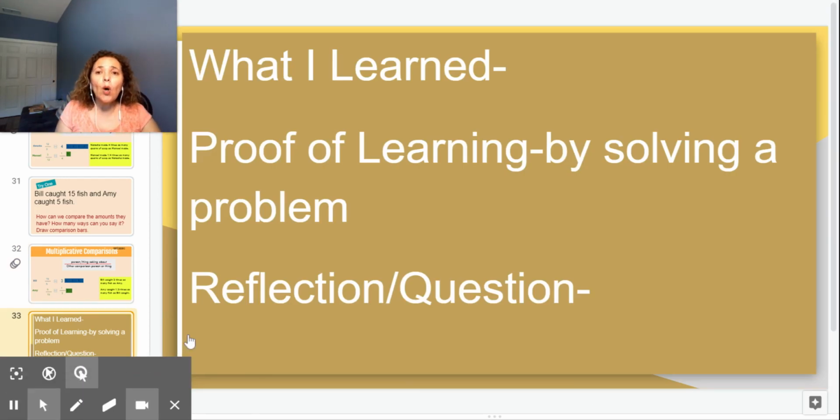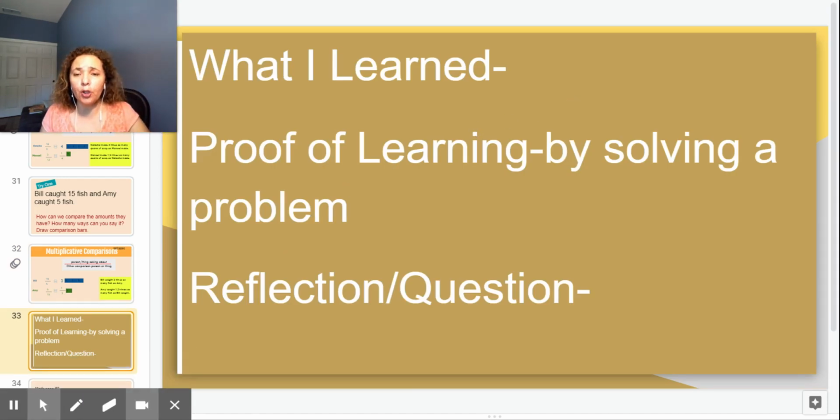All right, so what did you learn? Write down what you learned today. Proof of learning by solving a problem. So do a comparison problem with comparison bars, do your own, and then do a reflection or a question you may still have.